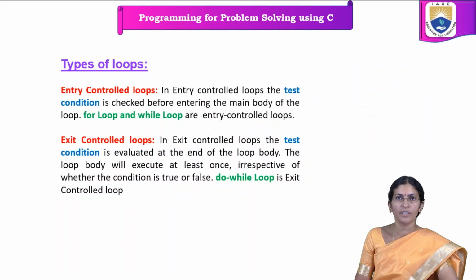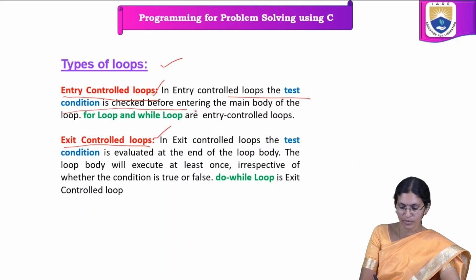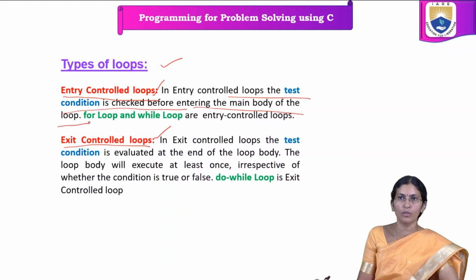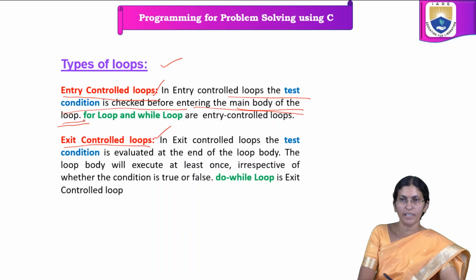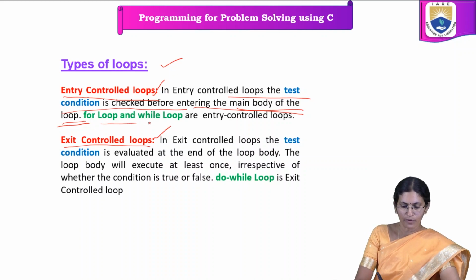There are different types of loops. In C, these are classified into 2 main types. The first one is the entry control loop, and the second one is the exit control loop. In an entry control loop, the test condition is checked before entering the main body of the loop. Here the main body of the loop indicates the set of statements to be executed. Examples of entry control loops are the for loop and while loop.